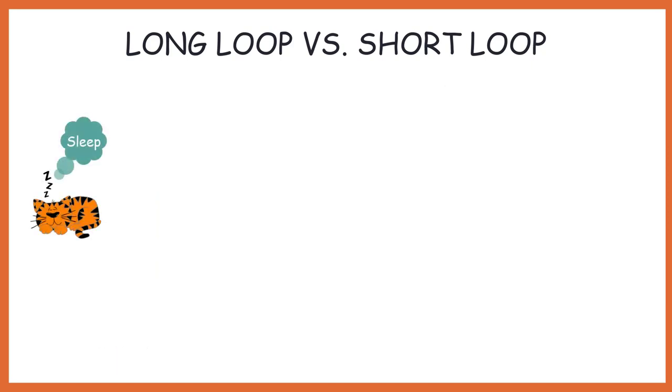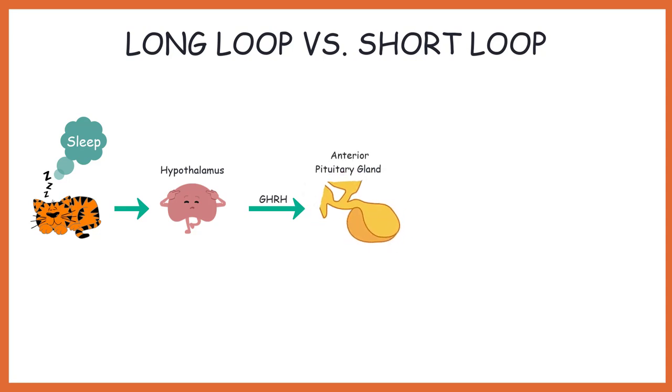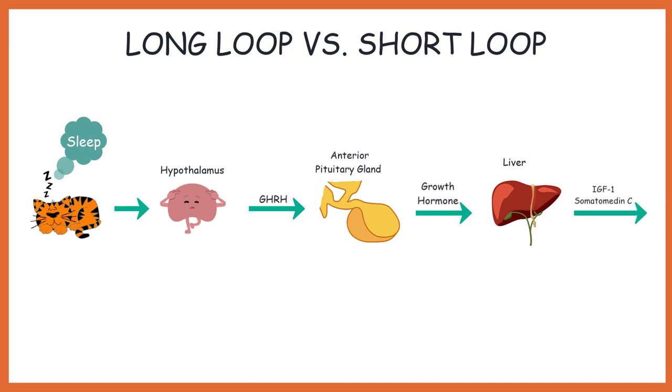We have here the stimulus for secreting the growth hormone, which is sleep. The hypothalamus releases the growth hormone releasing hormone, or GHRH, to stimulate the release of the anterior pituitary hormone, which is the growth hormone. This hormone then acts on the liver and other peripheral tissue to release the insulin-like growth factor 1, or the somatomedin C.